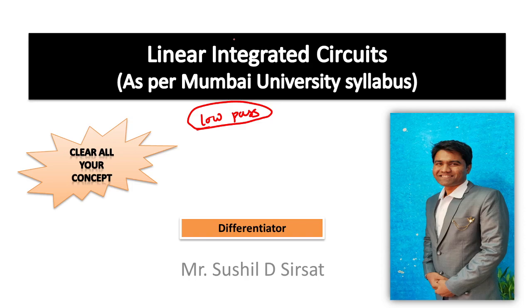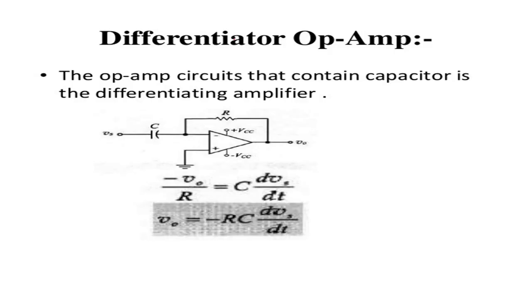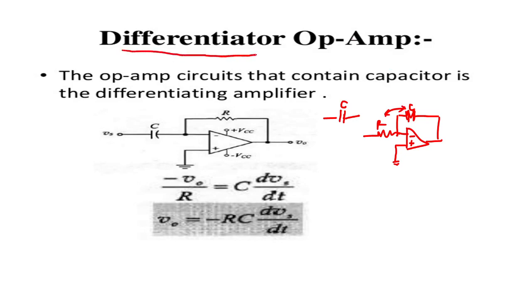I will explain the differentiator circuit to you. As far as the integrator is concerned, there is a capacitor in the feedback. I will draw the integrator diagram first. In the integrator, you will find one capacitor in the feedback and one resistor. So this is R and C. If you interchange this R and C, the circuit is called a differentiator.